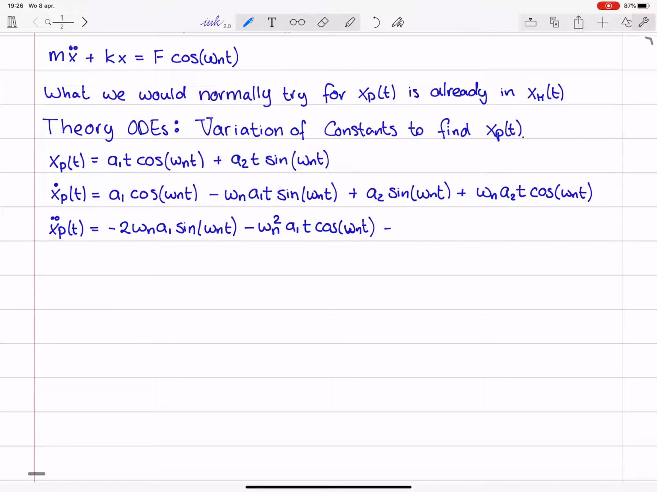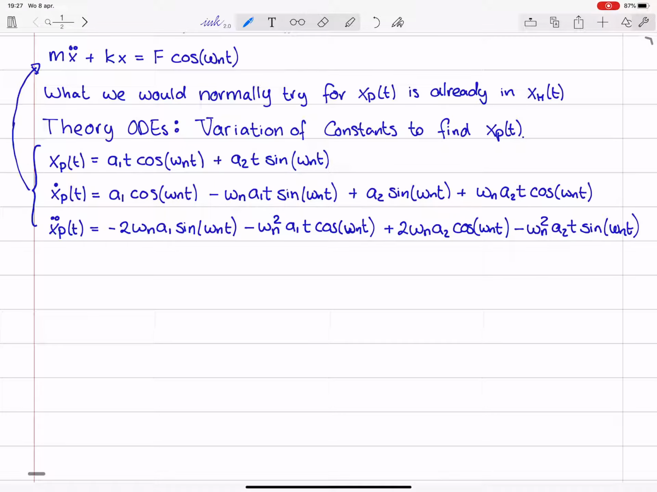Now, similarly for these two remaining terms, we get 2 omega n a2 times the cosine of omega nt. And then we have the cosine differentiated becomes a sine. So we have minus omega n squared a2 times t times the sine of omega nt. So quite a lengthy expression. What we need to do now is substitute this into the equation of motion right here.